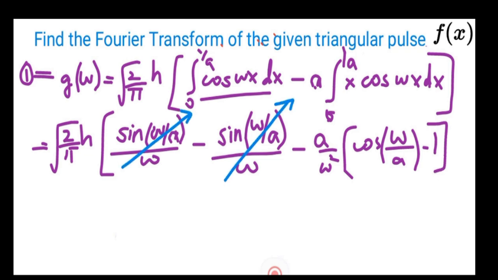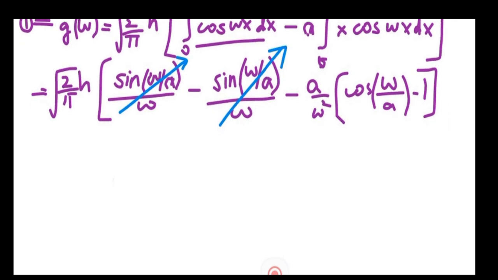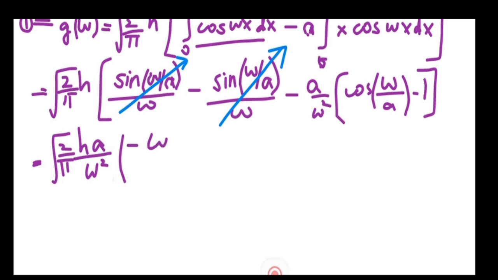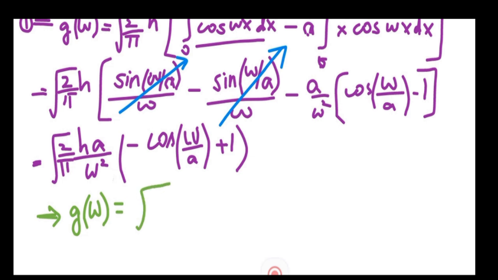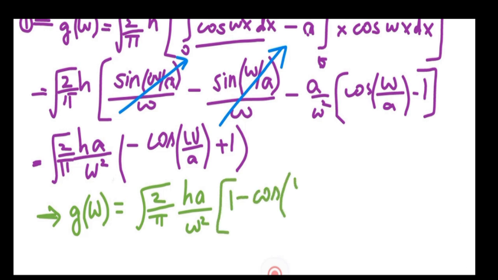Here the first term and the second term will get cancelled out. The remaining terms will be square root of 2 over pi h times a by omega square times (minus cos omega over a, minus into minus will become plus 1). So this is the remaining term. Now we can rearrange it. We will get g of omega equals square root of 2 over pi times h times a over omega square times (1 minus cos omega over a). This is the Fourier transform of the given triangular function.